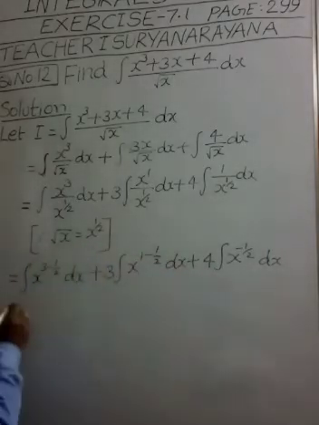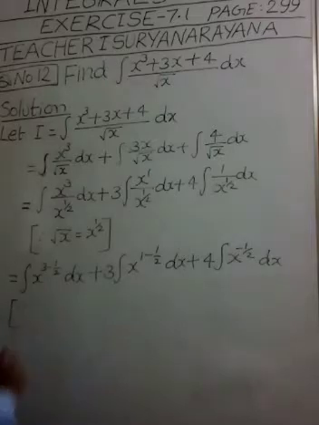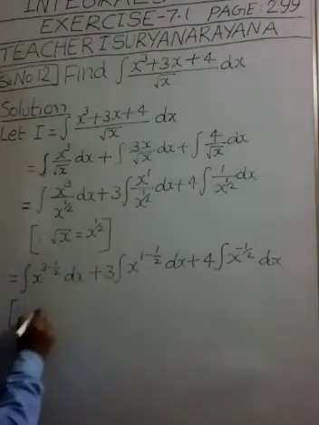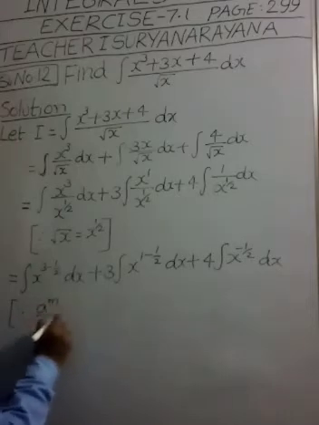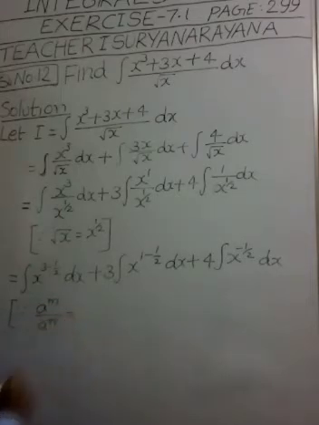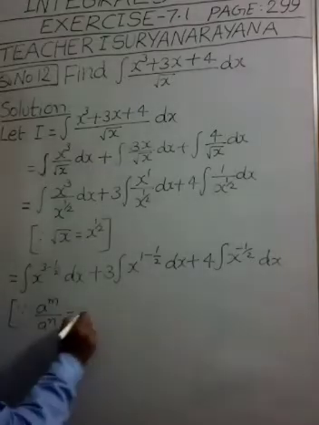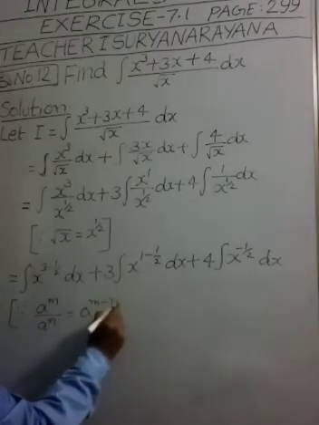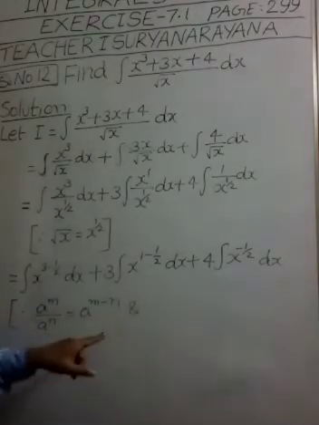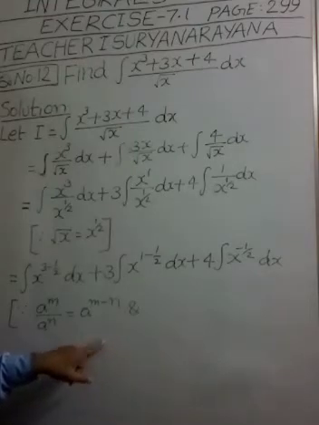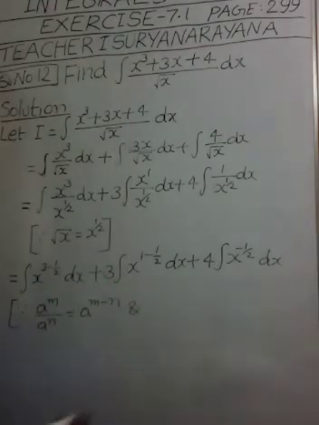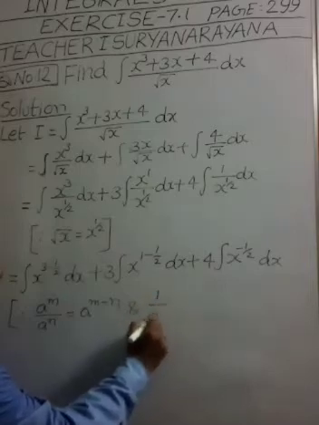I will write here which laws of exponents are used to write this step. a power m by a power n is equal to a power m minus n. We used this law of exponents for the first two terms, and 1 by a power n.